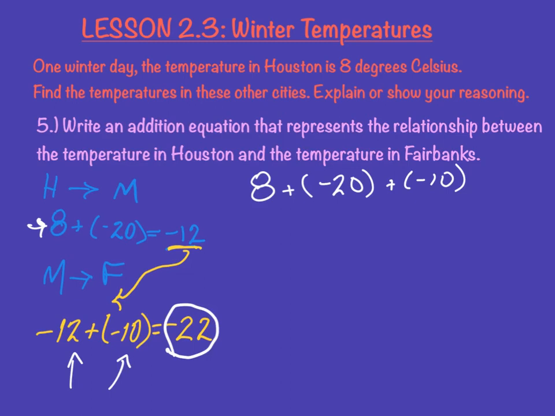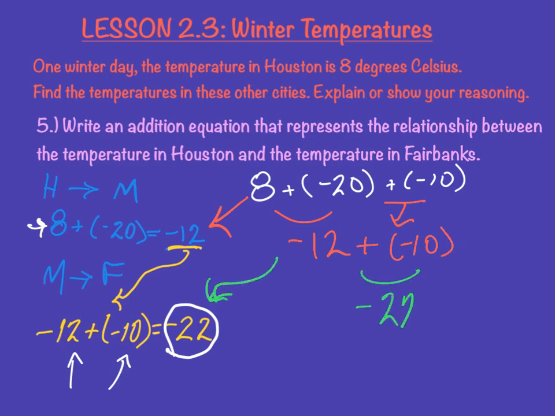Oops. Just go back to this. Okay, so typically I would go in order from right to left because I'm adding. So if I go in order from right to left, that would give me my problem right here, 8 plus negative 20. I know that would be negative 12. I bring this down, plus negative 10. And oh look, that's right there. I know my answer would be negative 22.